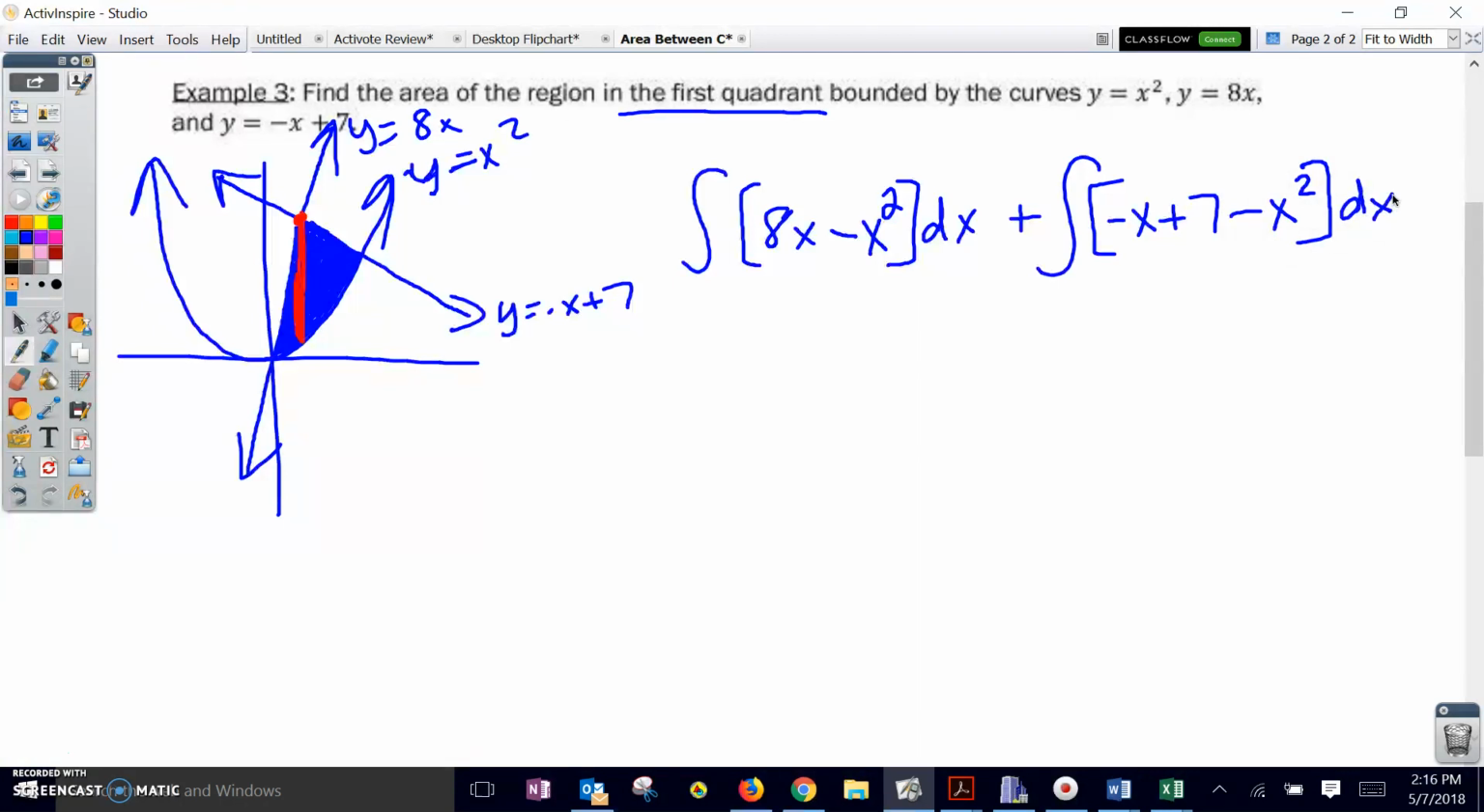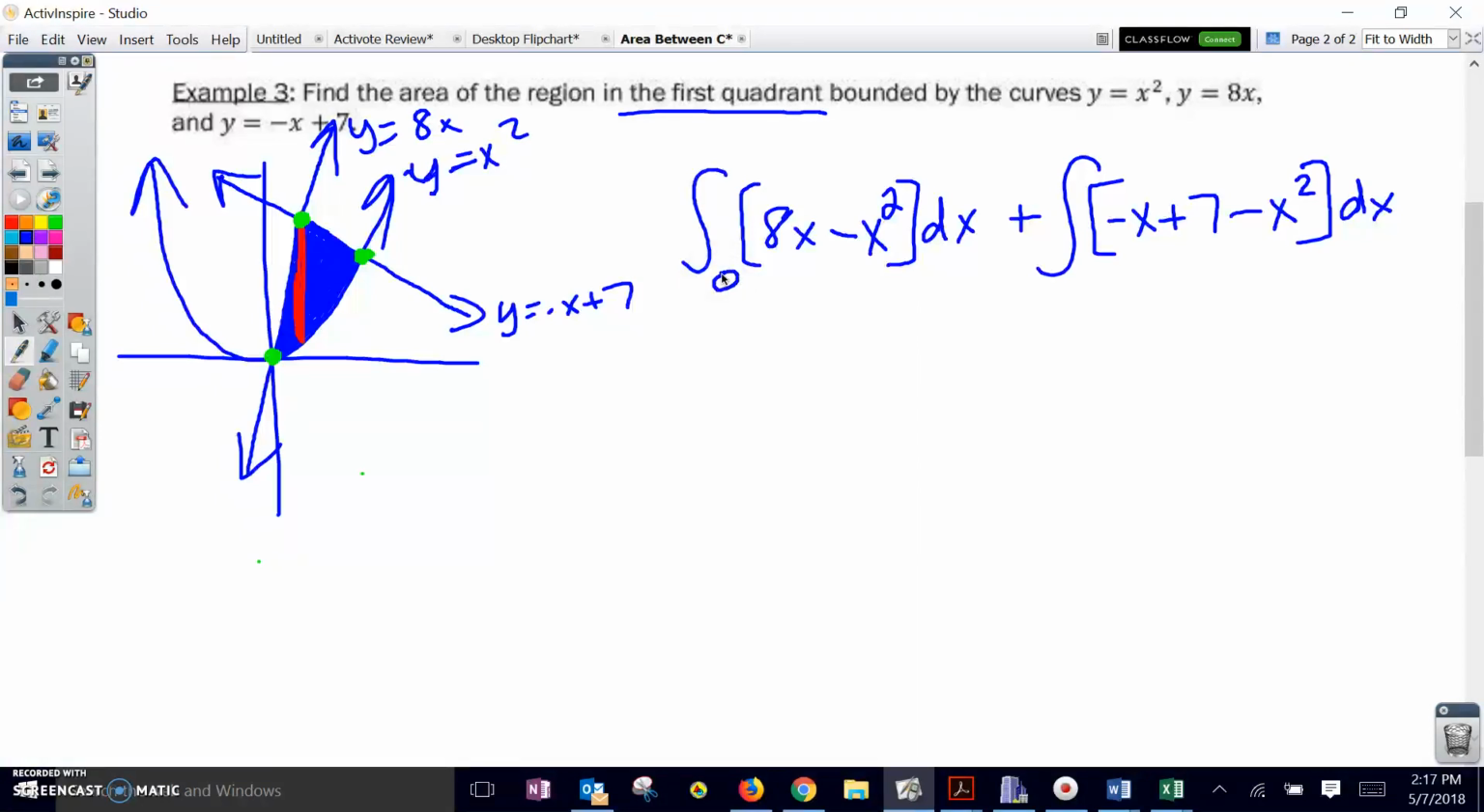And now we just need the limits of integration. So we need all of the intersection points. We need to know the x value of this point. That's going to be the lower limit of integration of the first integral. We need the x coordinate of this point. That's going to be the upper limit of integration for the first integral and the lower limit of integration for the second. And then we need the x coordinate of this intersection point. That's going to be the upper limit of integration for the second integral. The first one's pretty easy. That x coordinate is 0.